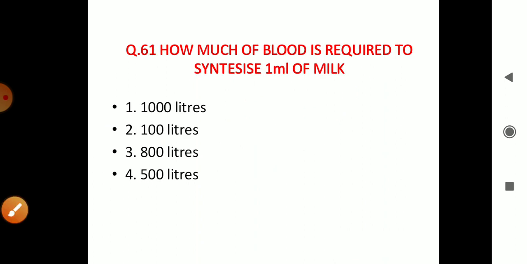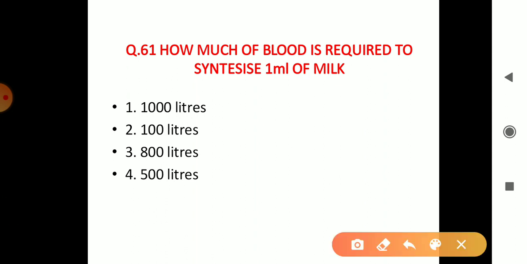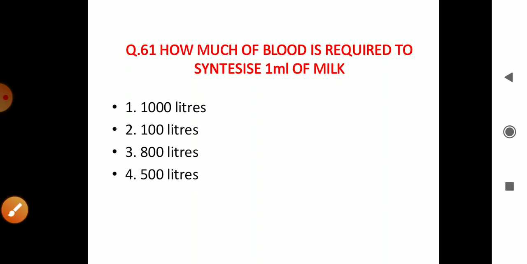Coming to the next question, how much blood is required to synthesize 1 ml of milk? Dear students, please remember, the udder where the milk is getting synthesized is a machine. You will be asked, so know that around 400 to 500 ml of blood is passing through the udder to synthesize 1 ml of milk. Very important. So the answer is 500 liters.